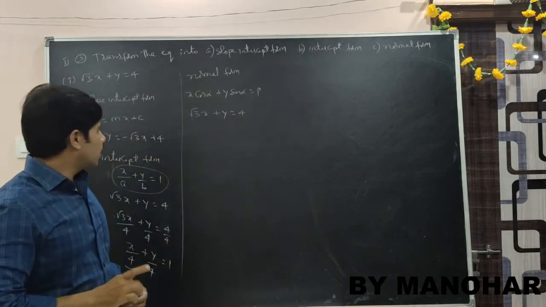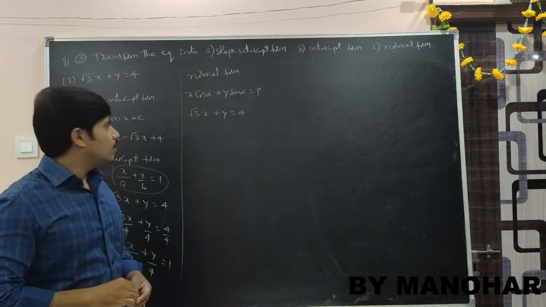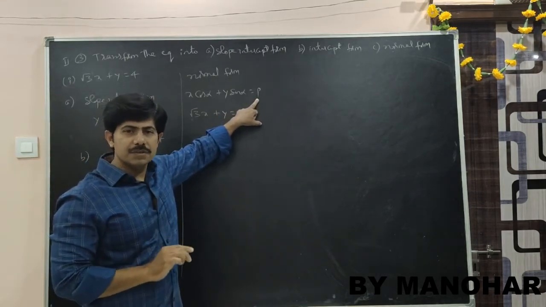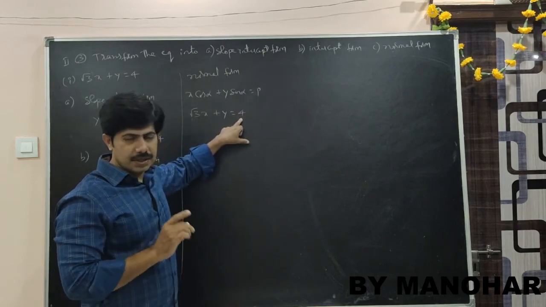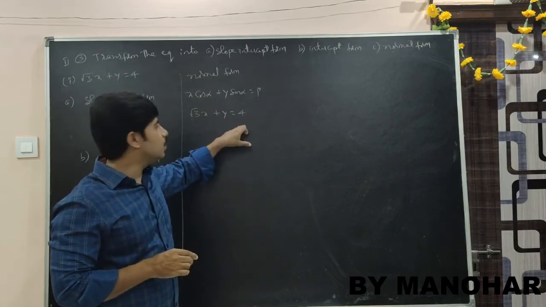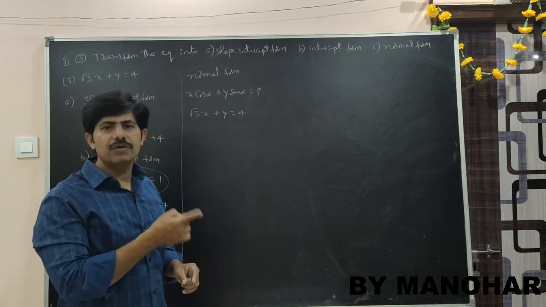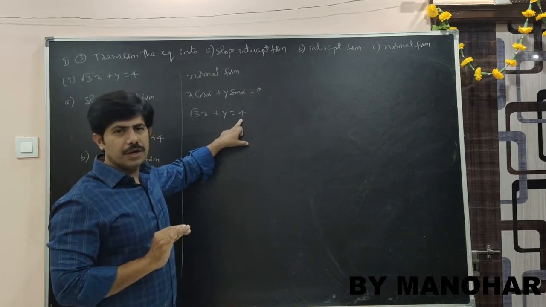One important thing we have to remember is, whenever we are writing in normal form, this p is the length of perpendicular. Length is always positive, it cannot be negative. So see that the constant in the equation should be positive. So here 4 is positive, so no need to worry. If it is negative, we have to make it positive. Now here the 4 is a positive value, so we'll continue the problem.